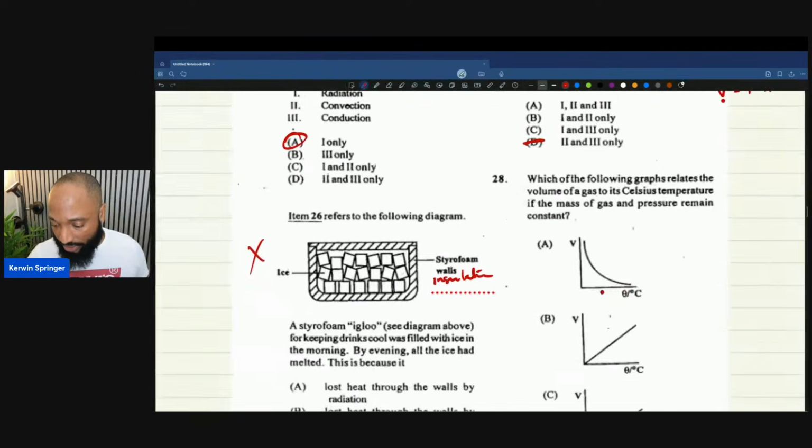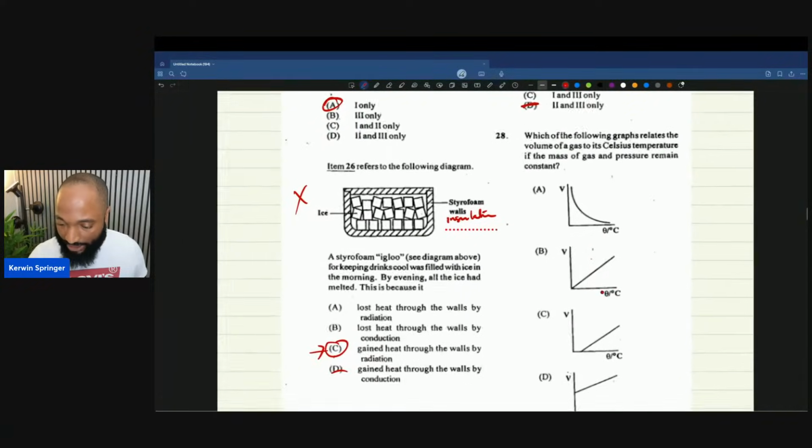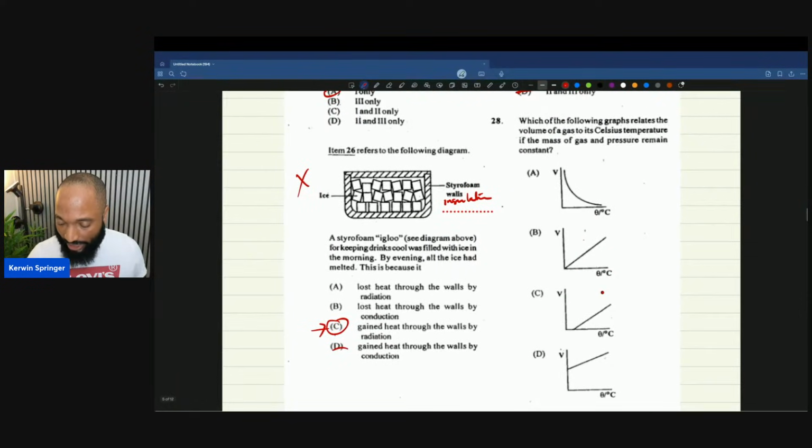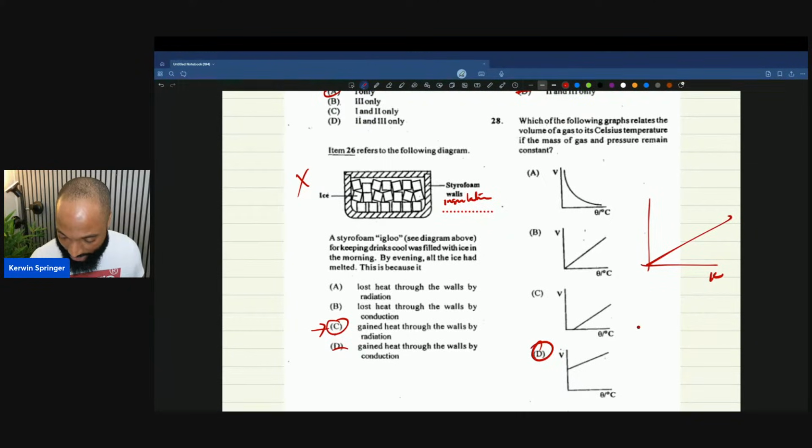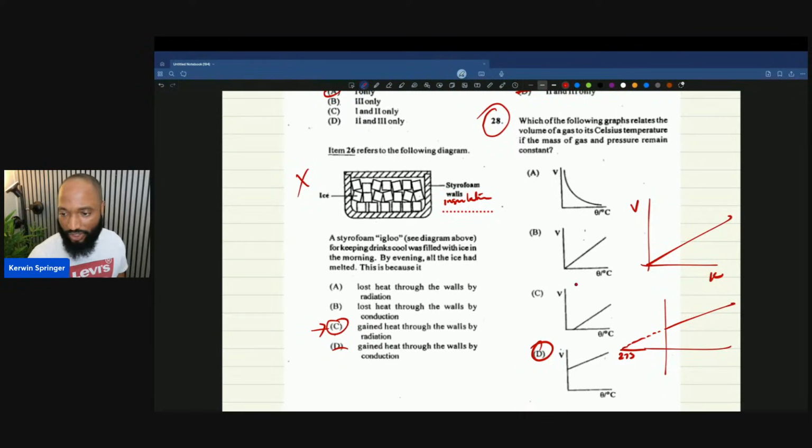28. Which of the following graphs relates the volume of a gas to its Celsius temperature? So this is the answer. If it was absolute, it would have been like this. If you see K here, temperature in Kelvin, it would have been here, absolute 0, the volume going to 0. For the gas, remember I said the volume goes to 0, no pressure exists. So the answer is D. But since it is Celsius, you can extrapolate this down to minus 273. They ask you all kinds of different versions of this, so look out for that.